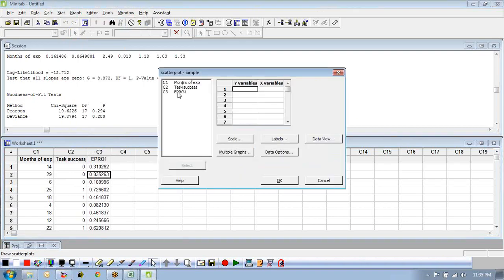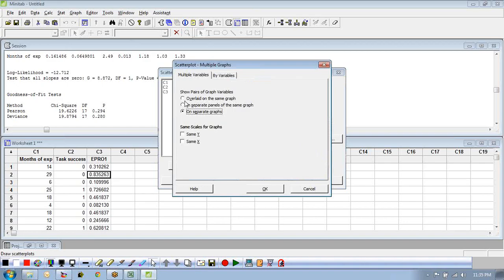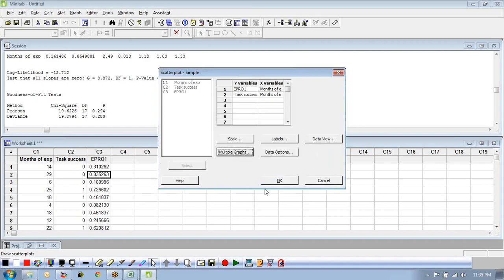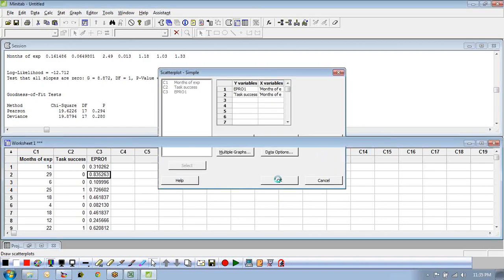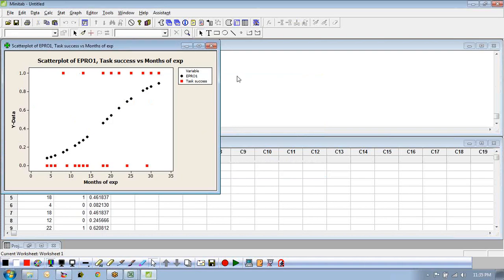And let's look at my ePro versus months of experience. And just for fun, I'm going to look at the task success versus months of experience. I'm going to put that on the same plot. You may want to rewind the tape on this one because this is kind of a useful one. Click on multiple plots, overlaid on same graph, okie dokie. And there we have it.